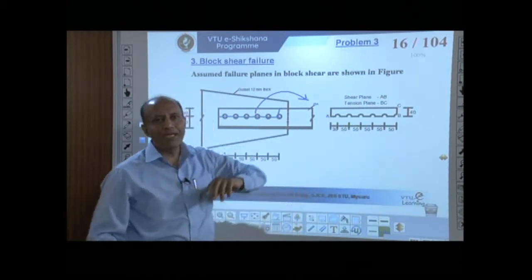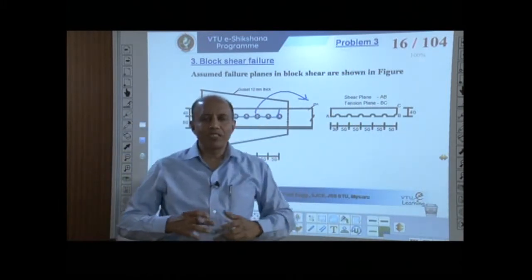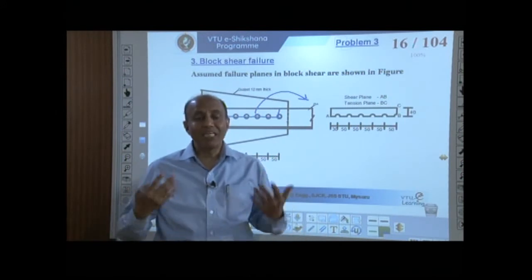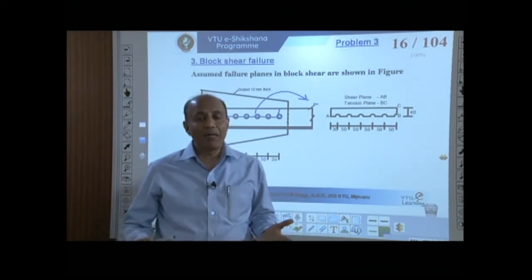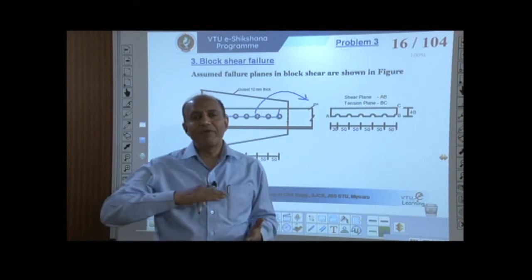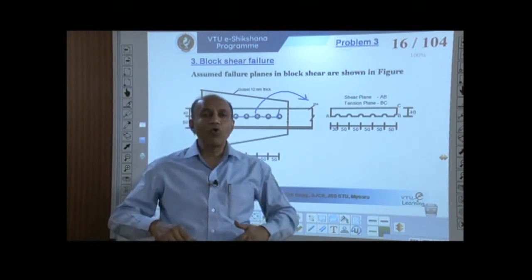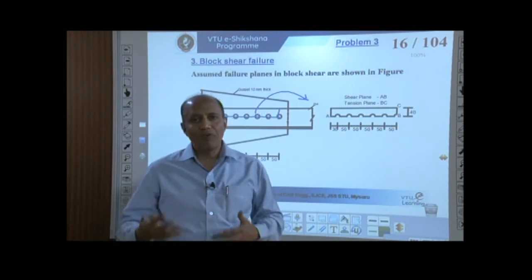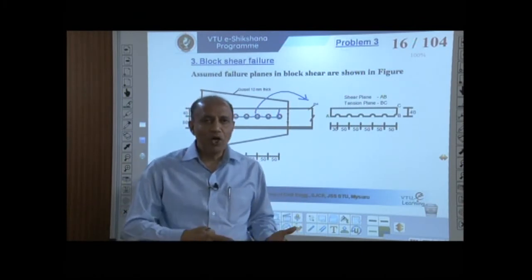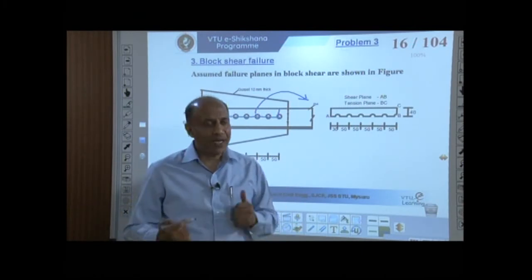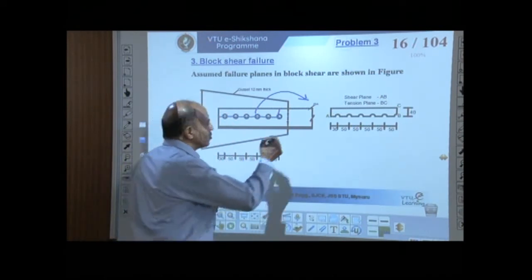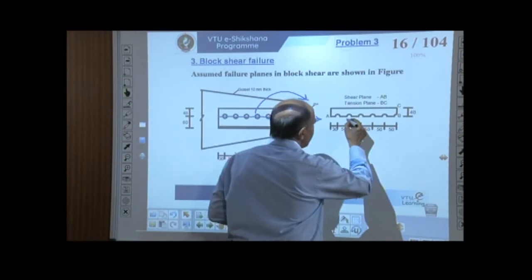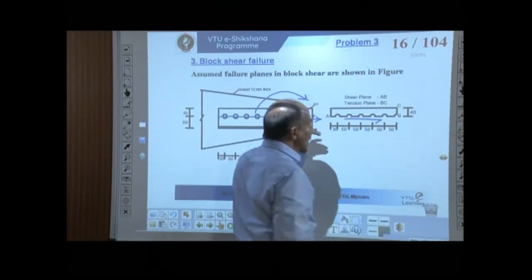An important thing here is, when we talk about this failure, normally we have what are called shear planes and tensile planes. That means, whenever a failure has to occur, it could be due to shear or it could be due to tension. Am I clear? So, failure criteria could be either due to shear or due to tensile stress, correct? Now, just try to check here. The force is in this direction, so that is how the force acts.